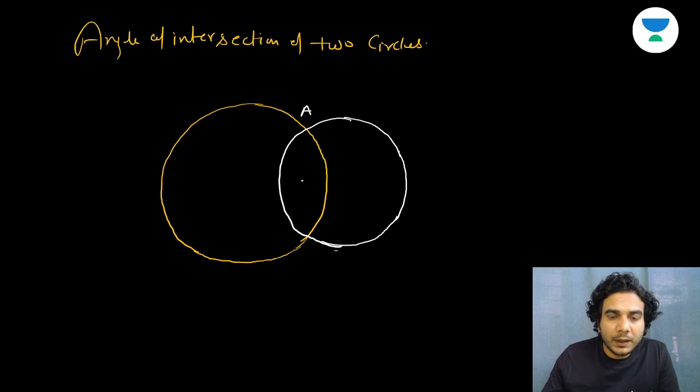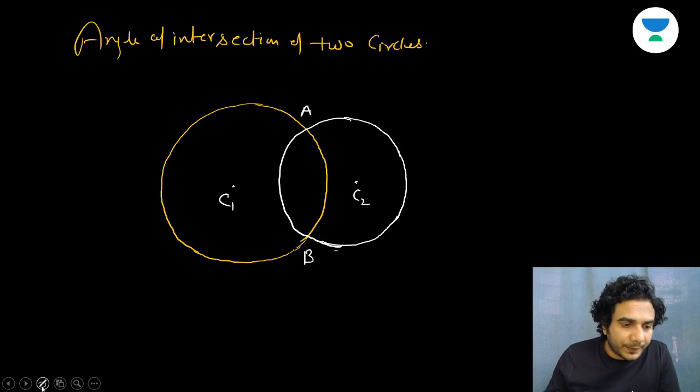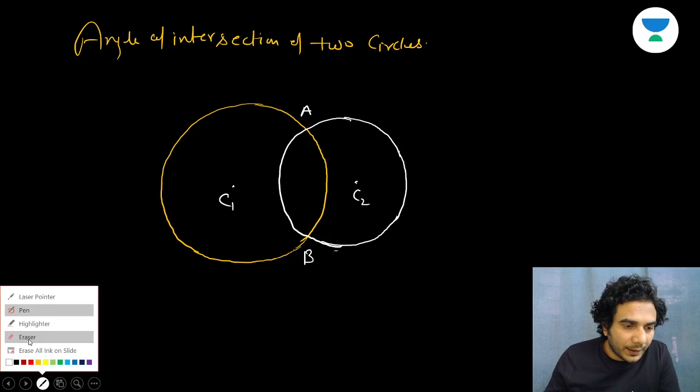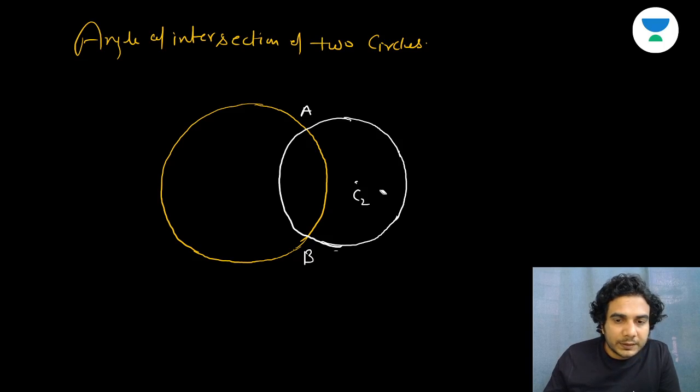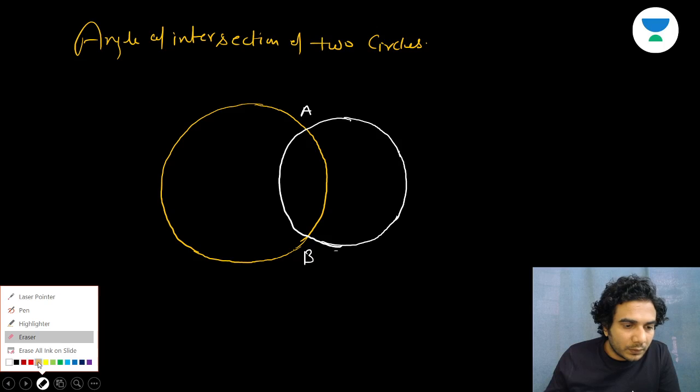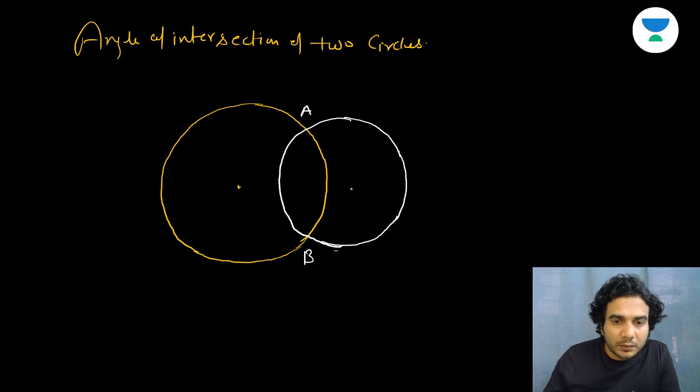This is point A, this is point B. So these two circles are intersecting at A and B. Let's complete this diagram. Say centers are C1, C2, so I'm going to derive the formula in terms of C1, C2 and radii. So see this, first of all, let's make the tangent at point A.